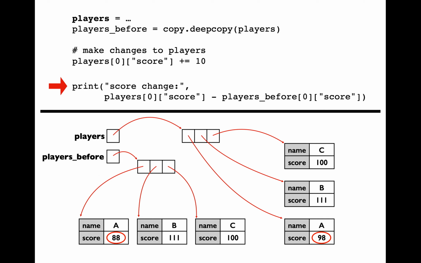So now we can use the deep copy, which is the original set of scores, and the updated copy, which is stored inside the players variable, and we can compute the difference between the original score and the new score, and we'll be able to tell that the score got incremented by a value of 10. So this particular print function call is going to display 10 here.